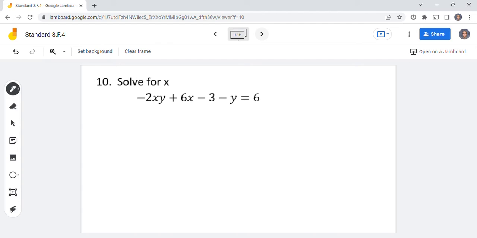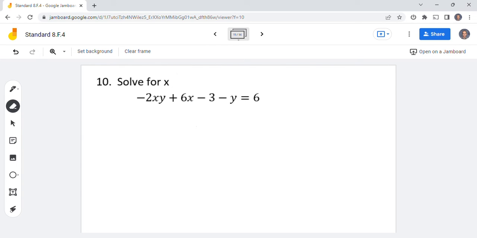This one, we've got x that we're solving for. We can see that the x and the x, these are on the same side, so I don't have to move them back and forth at all. But they are not like terms because we have that y over here in this first term and no y in the second term. So we're going to have to factor like we did on the last question.